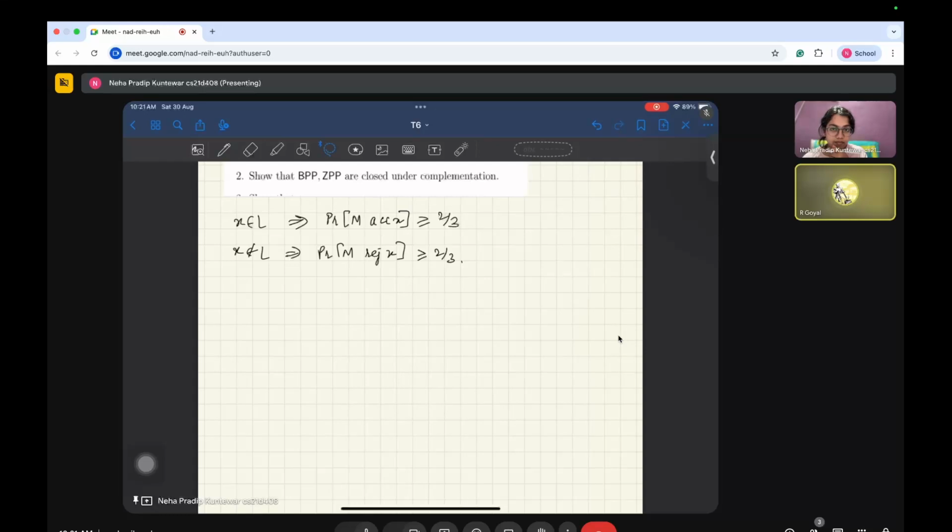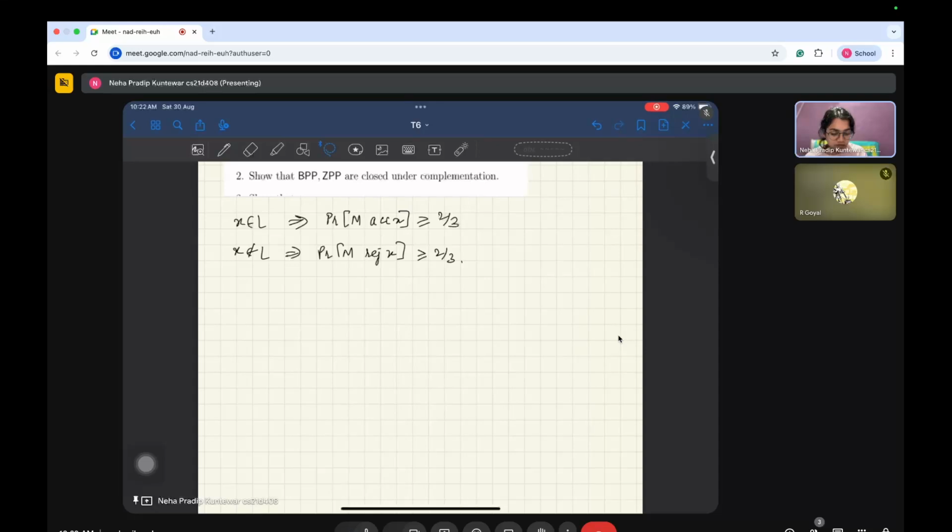At the most, in the case of the ZPP, it has to say "don't know" more times. But in the ZPP also, the machine won't be saying "don't know" more than 50% of the time. So ZPP is sure to be closed under complementation. And as far as the BPP is concerned, the only thing remaining is to handle this 2/3.